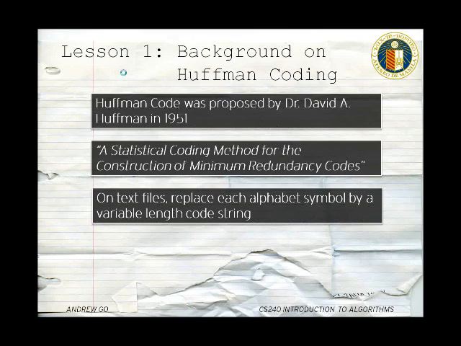So Huffman code is a statistical coding method for the construction of minimum redundancy codes. Simply on text files, just replace each alphabet symbol by a variable length code string. Not all characters occur with the same frequency, and code word lengths vary and will be shorter for the more frequently used characters. This doesn't mean that Huffman coding is an optimal coding method. It means it provides the best approximation for coding symbols when using fixed-rate codes.